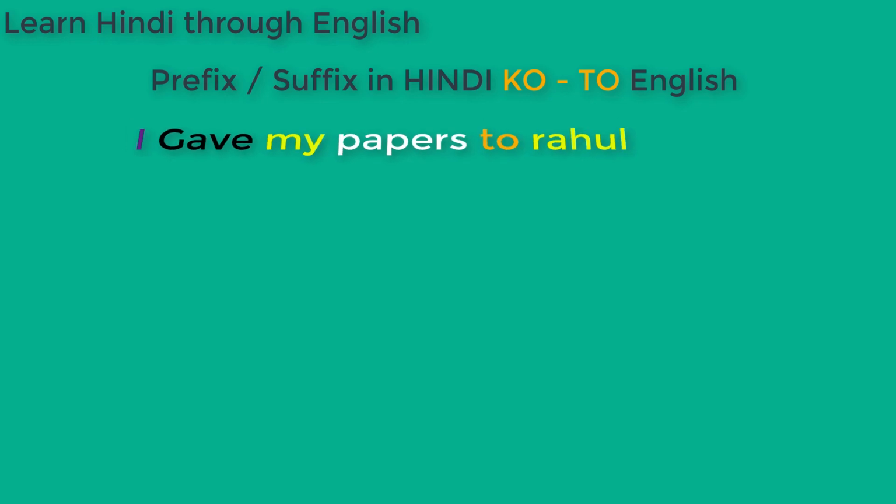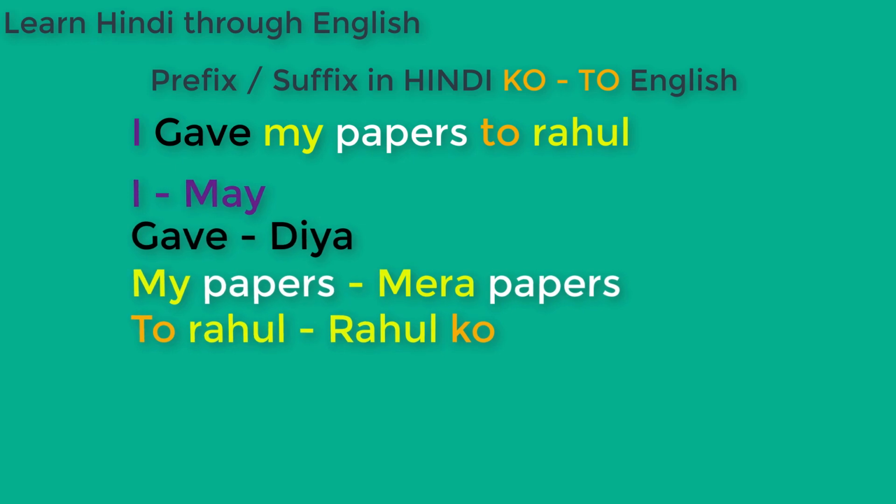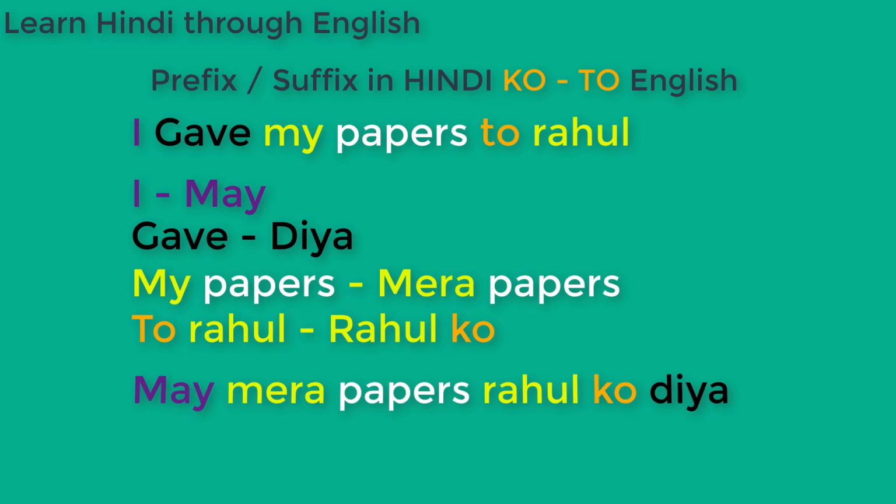For example, I gave my papers to Rahul. I means may, gave means diya, my papers means mera papers. My means mera, papers will remain same. To Rahul will become Rahul ko. To is a prefix, ko is a suffix. If we form these words in SOV pattern, then it will be मैं मेरा पेपर राहुल को दिया.